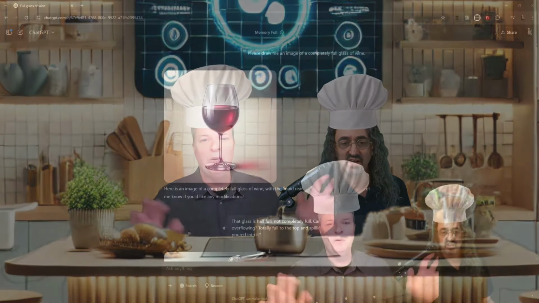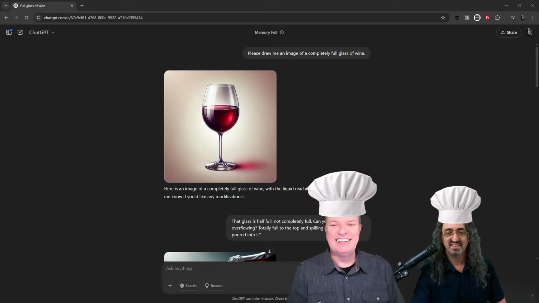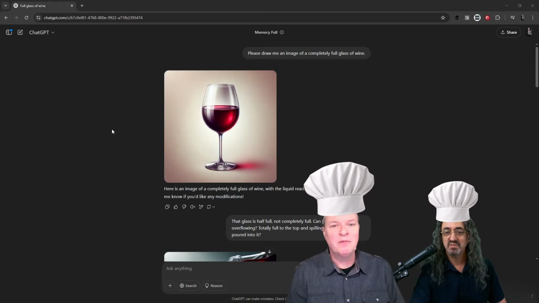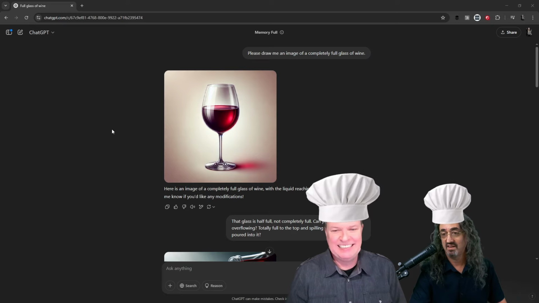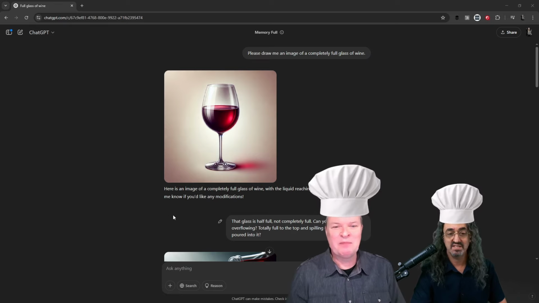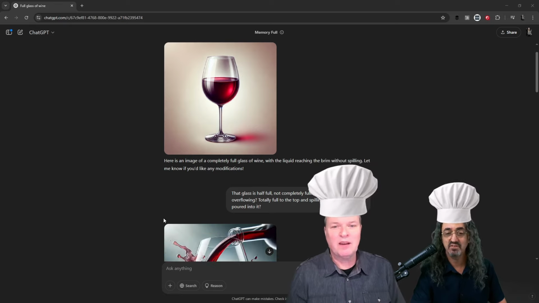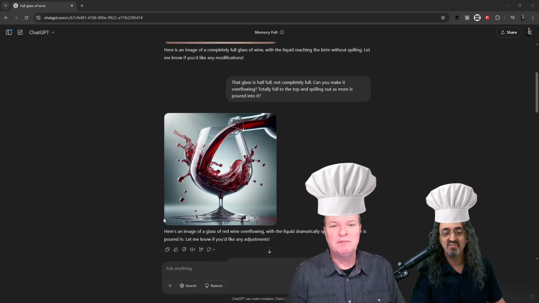Sure. And for some reason, AI struggles to draw a full glass of wine to the point where it's comical. Let's teleport over to our display here, and I asked it, please draw me an image of a completely full glass of wine. Okay, I got that. That does not look completely full. So I specified. I said that glass is half full, not completely full. Make it overflowing, spilling everywhere, crazy.